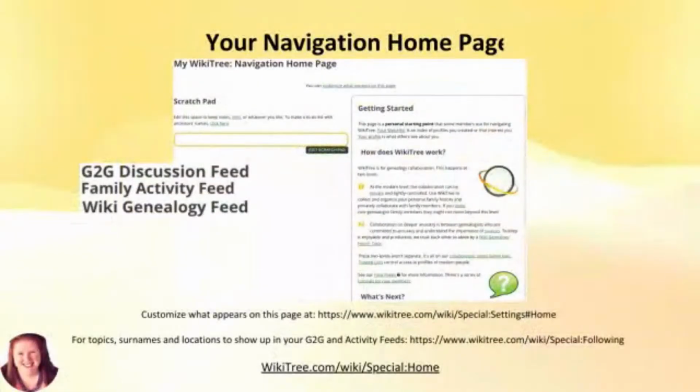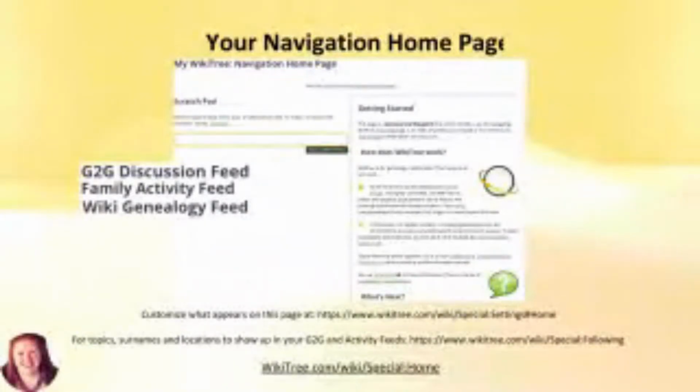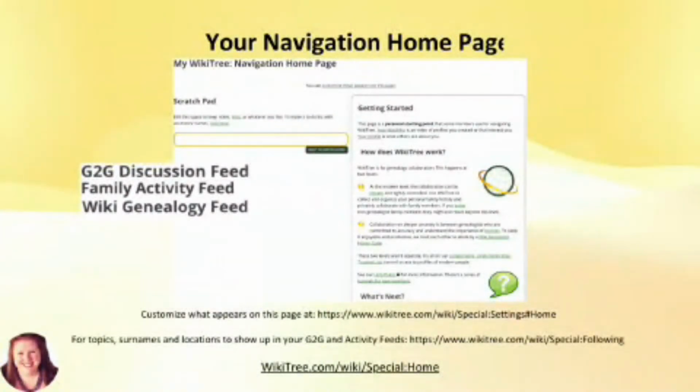So next I'd like to share about the navigation homepage. This is a good jumping off point for working on WikiTree. It has a scratch pad, and this is just a place for you to keep track of notes or maybe have a task list. It's only visible to you, so that's a really great little tool to use. On the right-hand side here of this page that's showing on the slide is the Getting Started section that is default for any new members on WikiTree. And there's really great information on how to get started at WikiTree. So I definitely recommend checking that out if you're new.